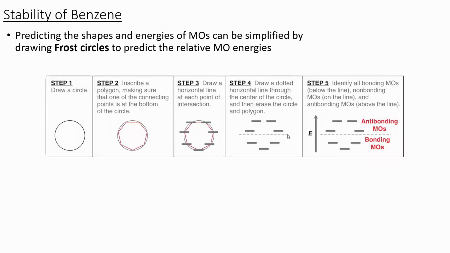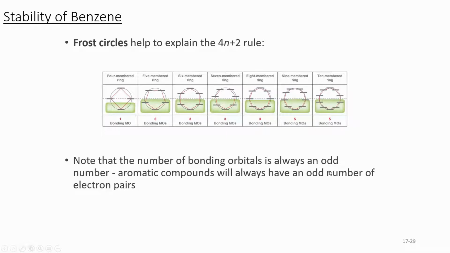Then we can draw a horizontal line at each point of the intersection and then a line through the center of the circle. After this, we can identify all the bonding molecular orbitals, which would be below the line, the non-bonding molecular orbitals, which would be on the line, and the antibonding molecular orbitals, which would be above the line. We see for a four-membered ring that we have one bonding molecular orbital. For a five-membered ring, we have three. For a six-membered ring, we have three. For a seven-membered ring, we have three. For an eight-membered ring, we have three. Once we get up to a nine-membered ring and 10, we have five. So the number of bonding orbitals is always an odd number, and aromatic compounds will always have an odd number of electron pairs.